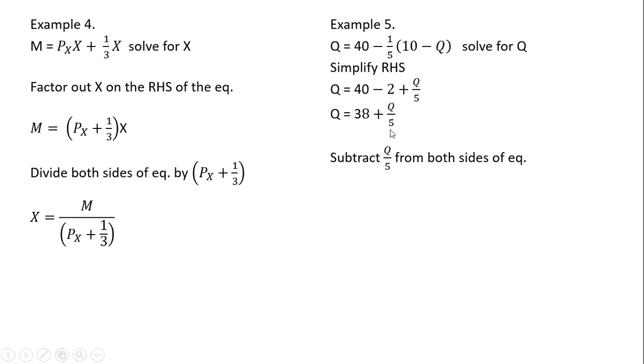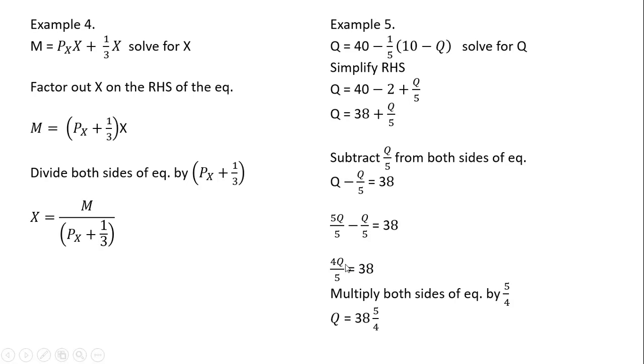We want to isolate q, so we're going to subtract q divided by 5 from both sides. So q divided by 5 minus q divided by 5 on the right-hand side disappears, so we're left with 38. And on the left-hand side, we have this result. Getting a common denominator here. What is q? Well, q can be thought of as 5q divided by 5. That's just simply q. And then 5q divided by 5 minus q fifths leaves us with 4q divided by 5.